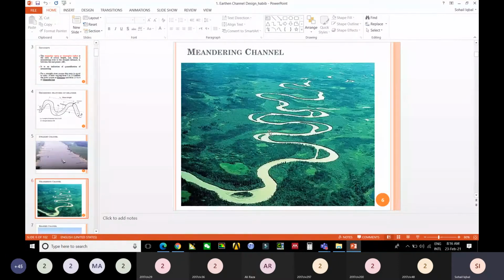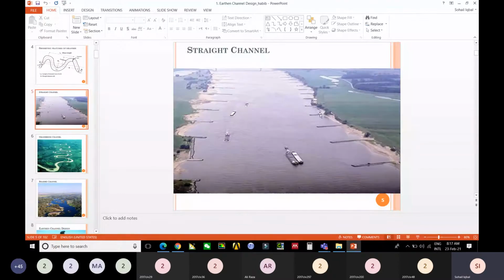Okay, so here are the straight channels, the meandering channels and the braided channels. In this picture, you can see that some structures are also applied, just like these. If you can see my cursor, these are some structures. Can any student tell me about these structures? What are these structures and why are they provided?